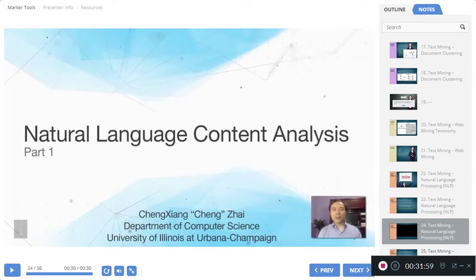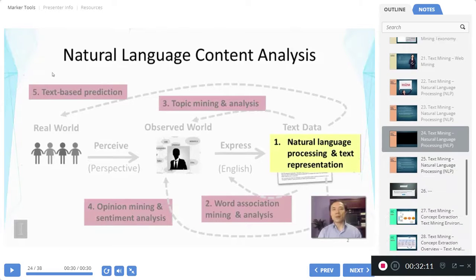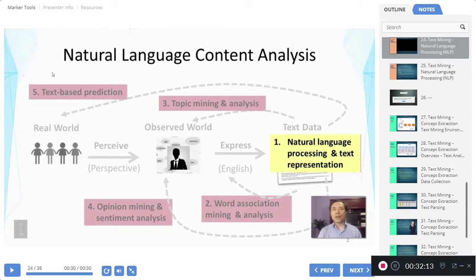This lecture is about natural language content analysis. Natural language content analysis is the foundation of text mining, so we're going to first talk about this. In particular, natural language processing would affect how we can represent text data, and this determines what algorithms can be used to analyze and mine text data.